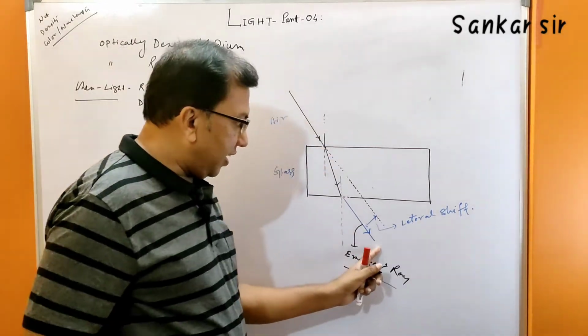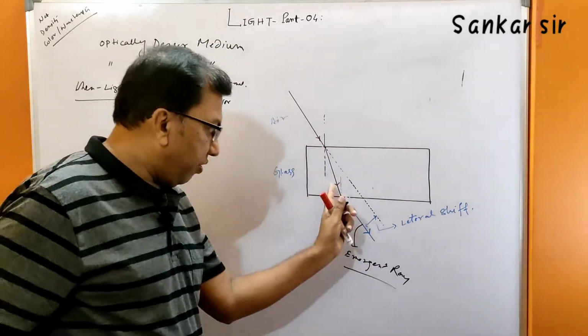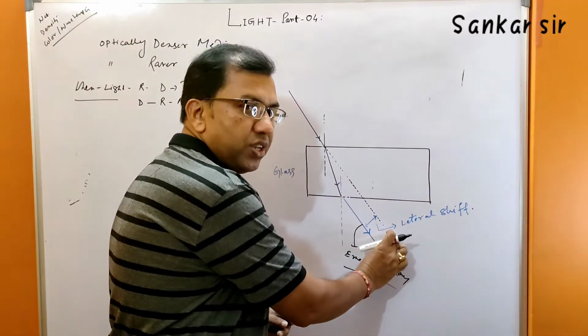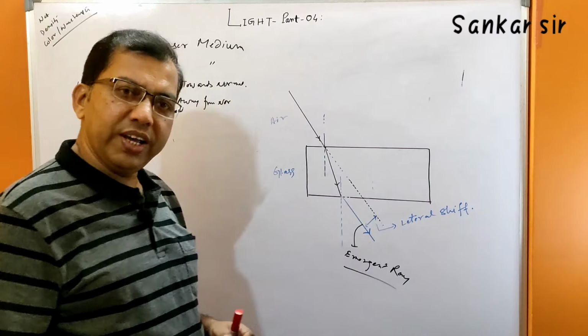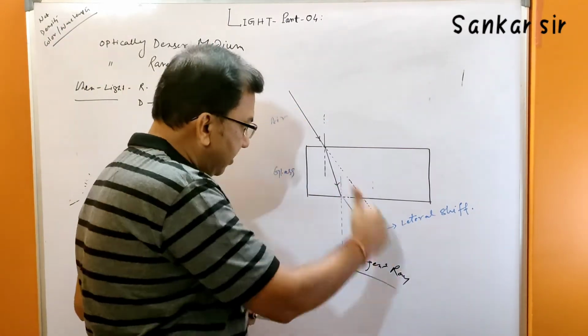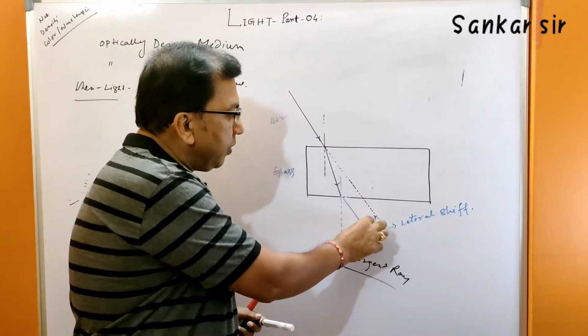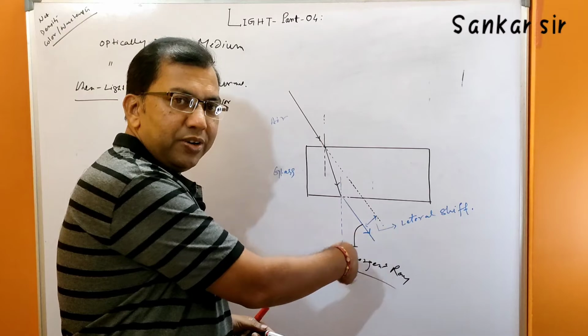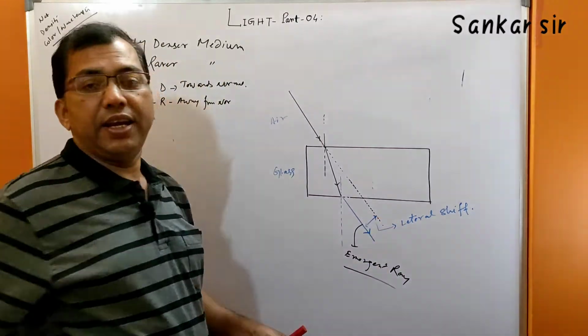In case of a glass slab, the incident ray and the emergent ray are parallel to each other. And this is known as the lateral shift. Lateral shift is the perpendicular distance between the emergent ray and the incident ray, measured perpendicular to each other. This is known as lateral shift.